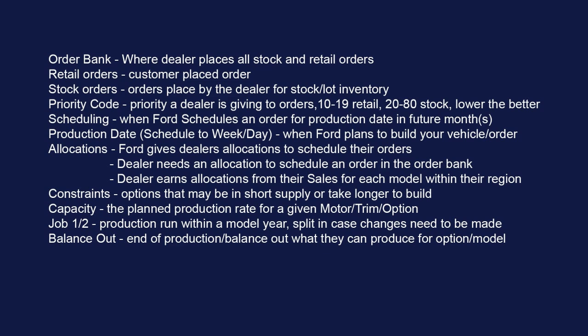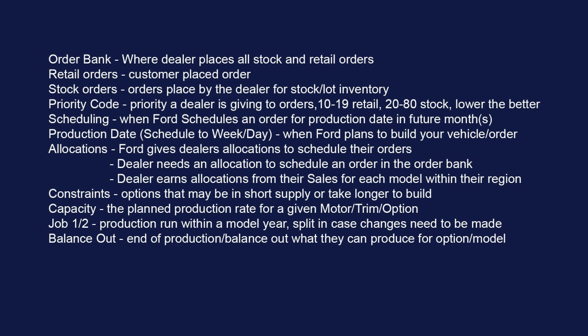And then that also kind of alludes into capacity, which also is saying that this is their planned rate based on the motor trim option. Right now, Maverick, for instance, is one of those where it's 50% hybrid, 50% EcoBoost right now. And so sometimes that will change. Trim levels the same way. We'll get into that as well. Sometimes we'll talk about that when we talk about capacity. And then job 1 and 2, actually we'll talk a little bit about that today as well. So job 1 is the first half year of production, and they split it. And then the second half of the year is job 2.